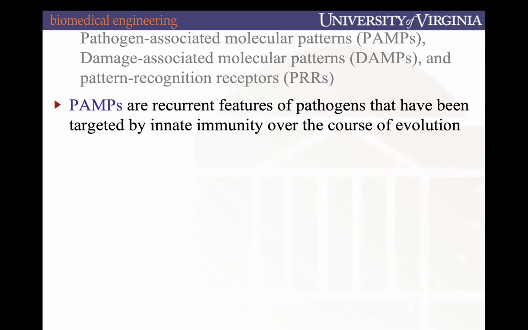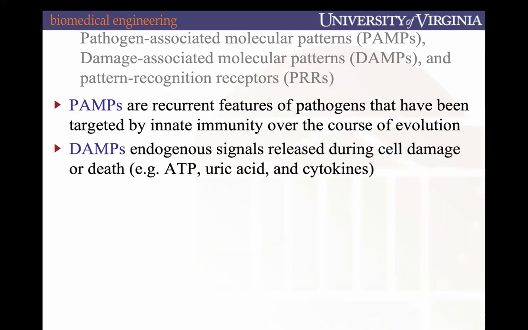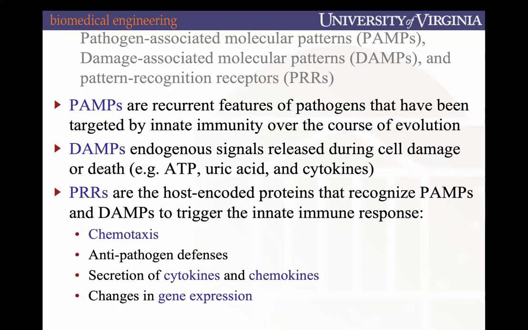So again, PAMPs are specific features on foreign pathogens. DAMPs are coming from our own cells, released in response to some sort of tissue injury or cell damage. As an example, ATP is not something that you should typically see floating around freely outside of cells, but if it is available in the extracellular environment, that's oftentimes an indicator of tissue damage. Both uric acid and oftentimes cytokines are other well-studied DAMPs. And again, the pattern recognition receptors are what recognize PAMPs and DAMPs.